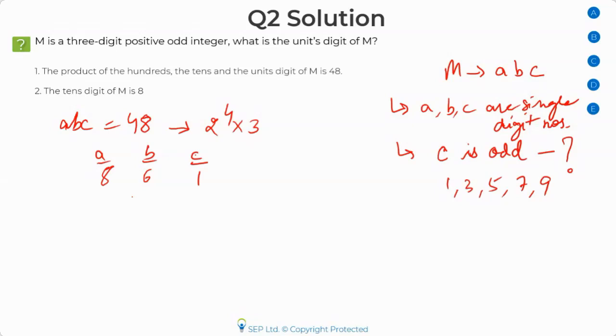Okay. Can I have another scenario? Instead of 6, can I try to give 3 2s?